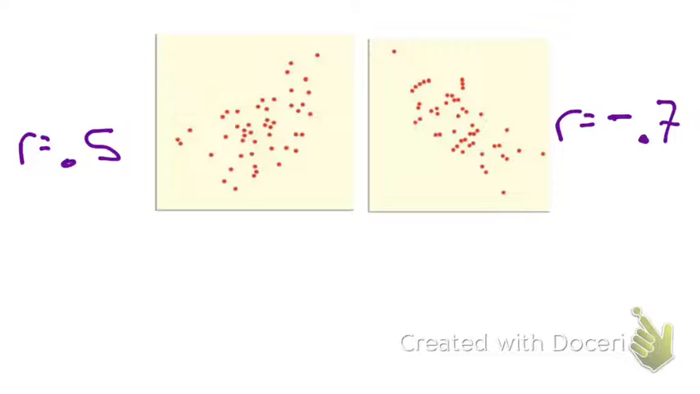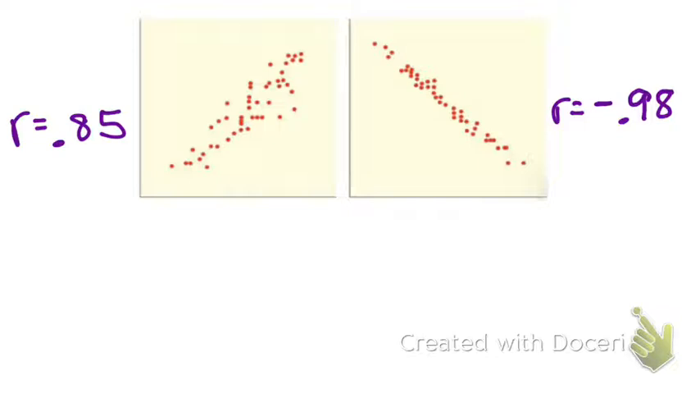All right, bottom left. What do you think? That's a strong upward trend. Who said 0.85? Let's go. All right, bottom right. This is negative 0.9. Very good. We're going to do some more practice with that in just a minute.